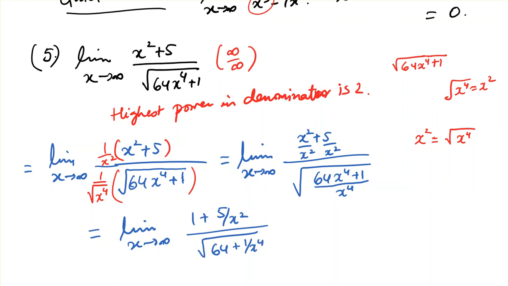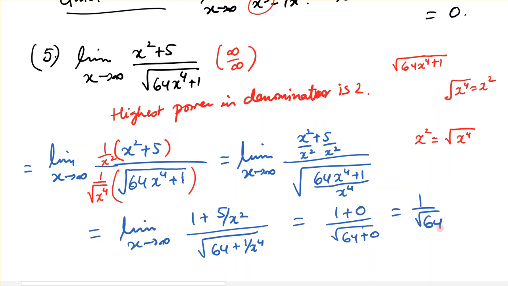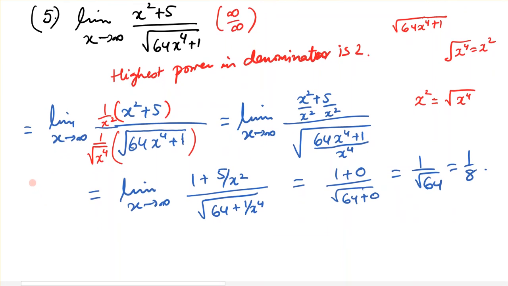So now is a good time to put the values in. We get 1 plus, this term becomes 0, and similarly in the denominator we have 64 plus 0, and in the end we get 1 over the square root of 64, which is 1 over 8. So we follow the same procedure, but we just have to be careful about what exactly the power is in the denominator.